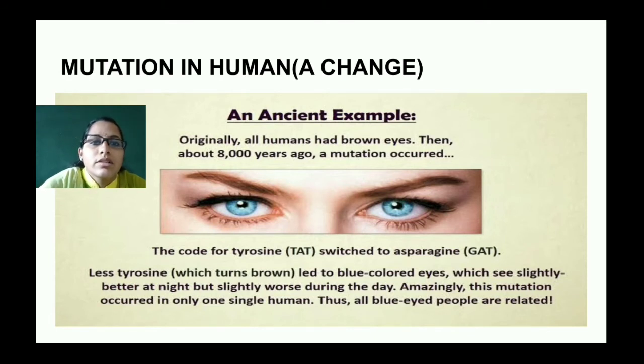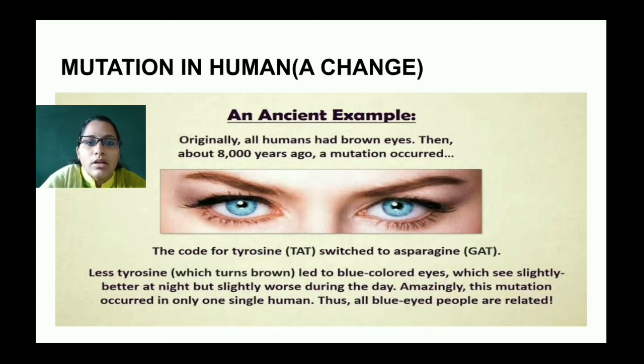There is an ancient example which says originally all human beings initially had brown eyes. Then about 8,000 years ago a mutation occurred. As I told you before, there is a mutation or change in the gene that occurred because there is some change in the amino acid three-letter code, that is ATT or TAT or AUG, etc. The code of tyrosine is TAT. That got changed to asparagine. So the tyrosine base pair was changed to asparagine, that is GAT.